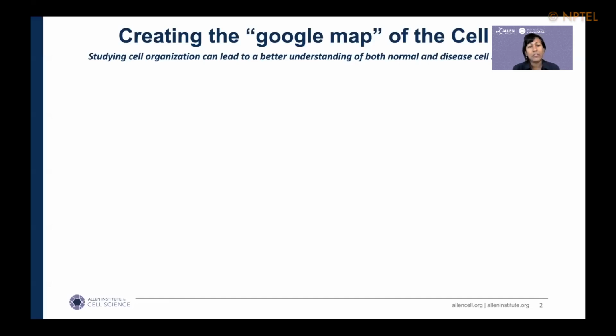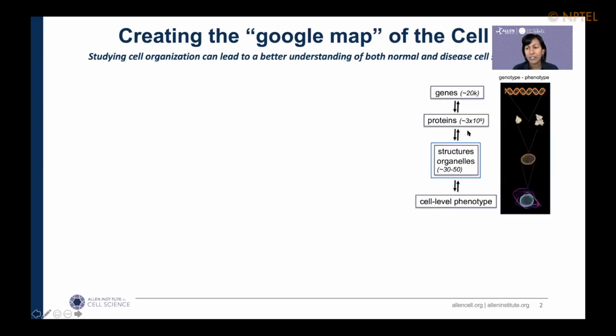So what we're doing with these technologies is to create what we call a Google map of the cell, because we believe that understanding where the parts of the cell are, like the major organelles, can lead to a better understanding of basic cell biology in normal cells, as well as disease cells.